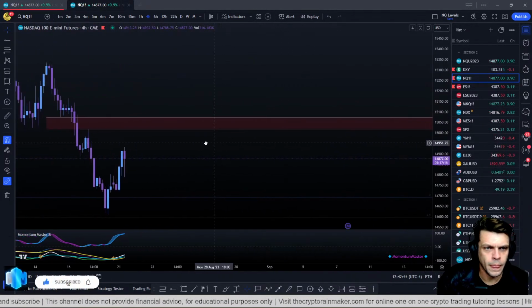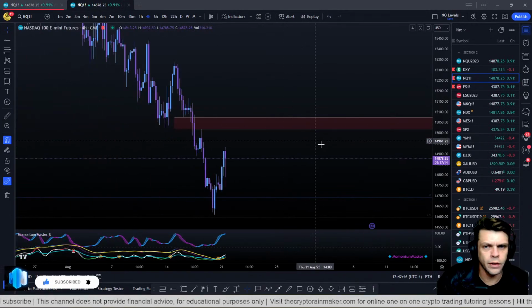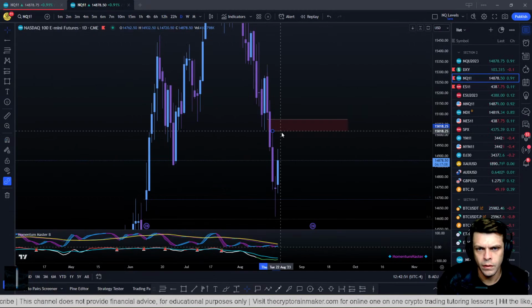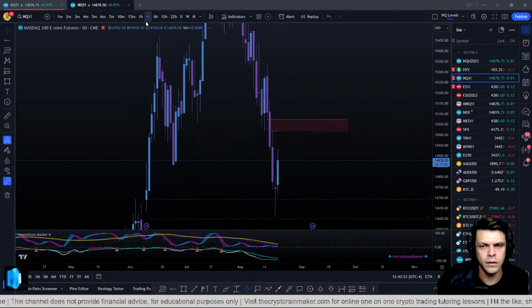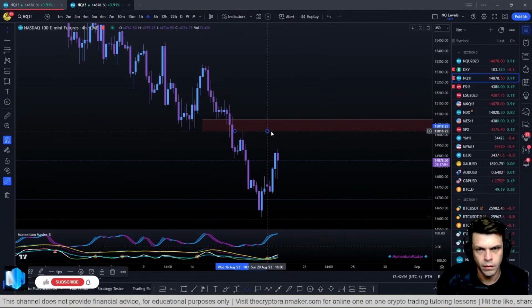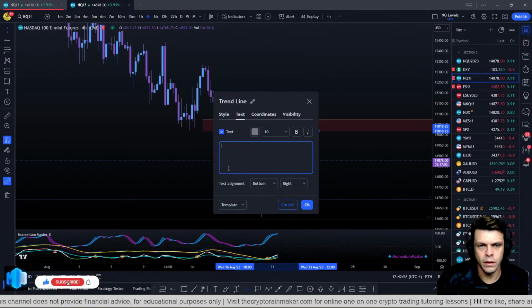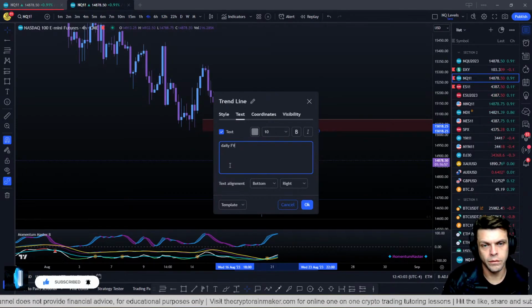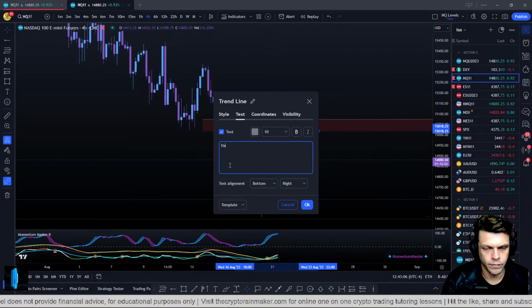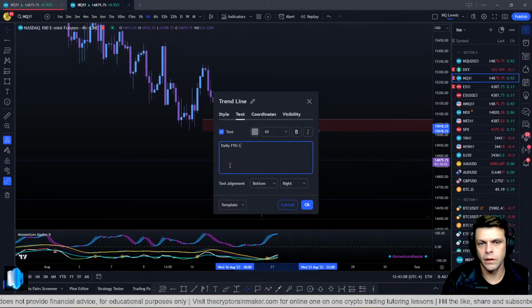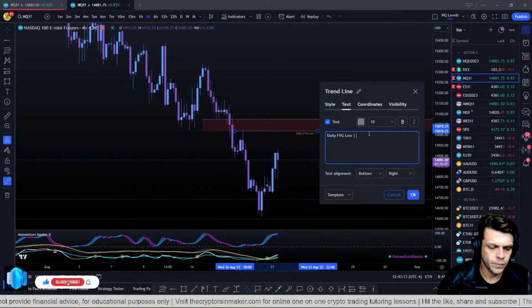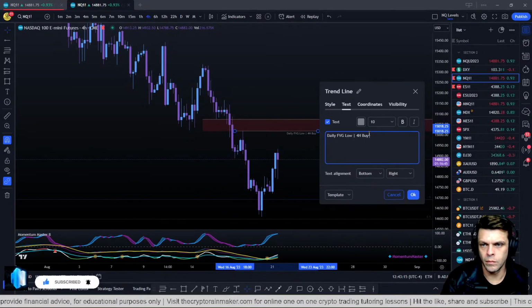Okay, so right at this daily fair value gap, I want to make that line a little shorter. I want to annotate something right there. Okay, so this line, this is the daily fair value gap low, and then it's also 4-hour buy side liquidity.